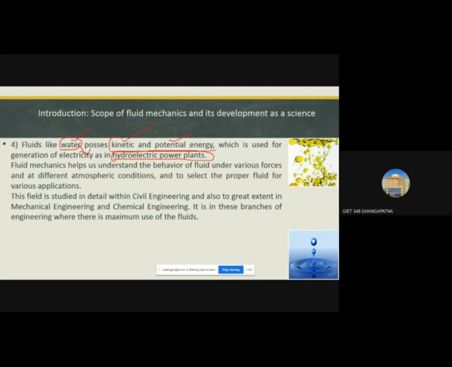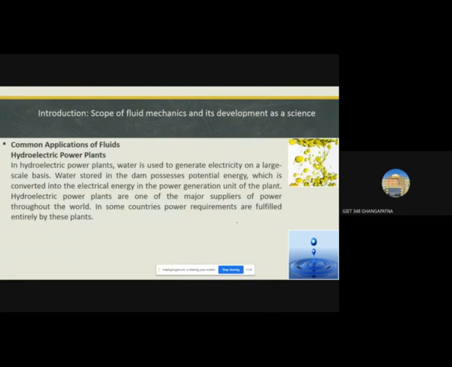But fluid mechanics is actually trying to help us study the behavior of different fluids under different atmospheric conditions, under different forces. Now, this study is also used in other branches of engineering, including mechanical, that is civil and chemical. Because in these three branches of engineering, fluids are of much more use. Okay. Shall we stop here? It is 3 o'clock.